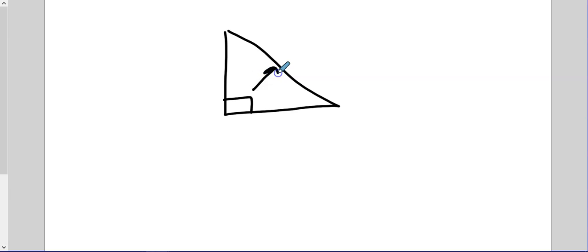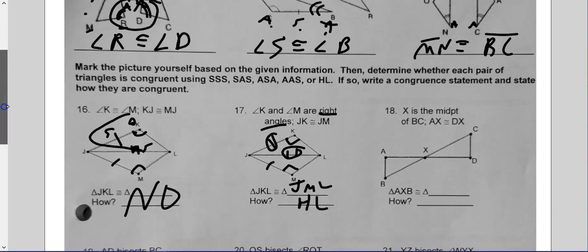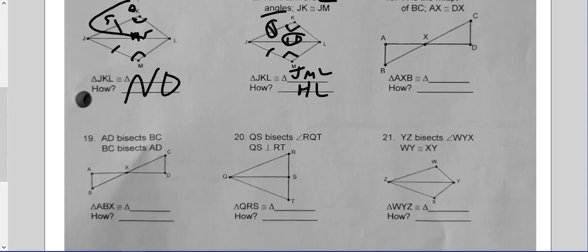So, expanding on that, remember, a right triangle has a right angle. This line right here is the hypotenuse. Okay? It's the line opposite the right angle. That's the one we want to worry about every time. Okay? Moving on. All right, next one.